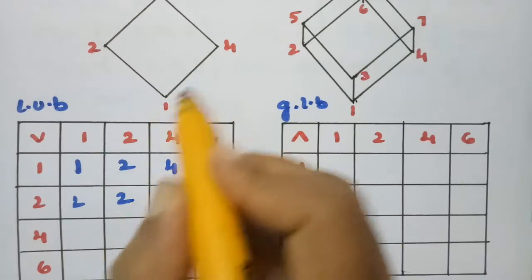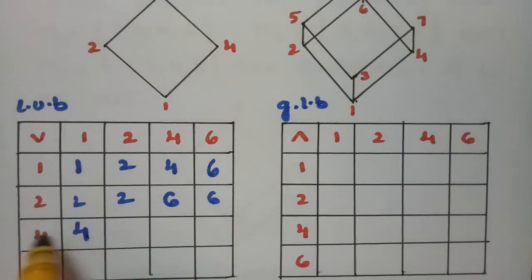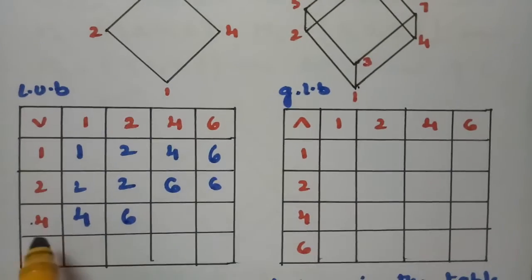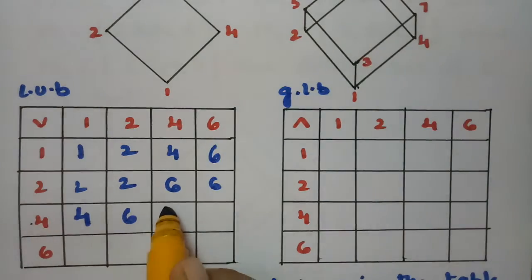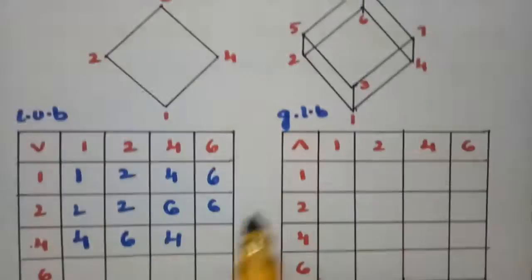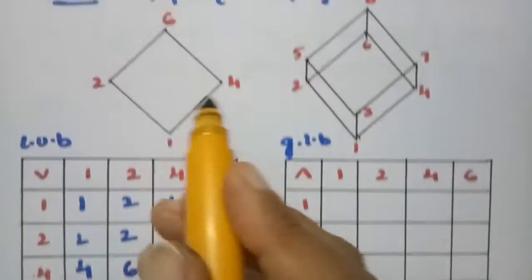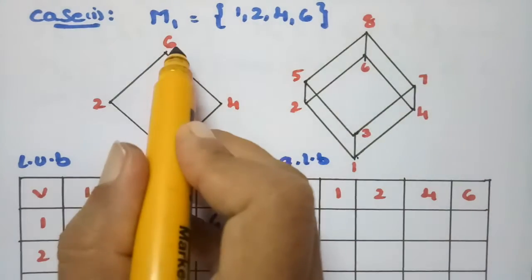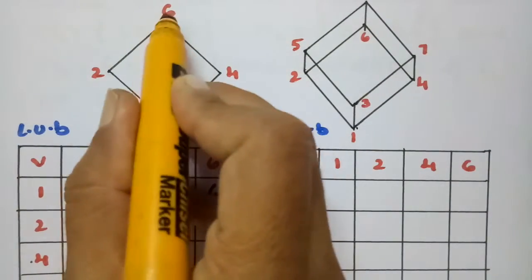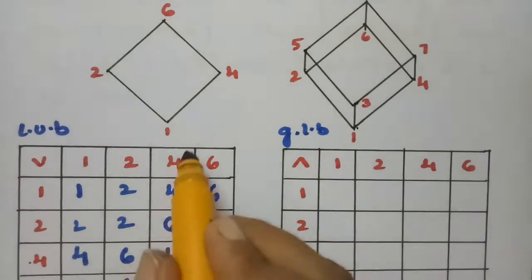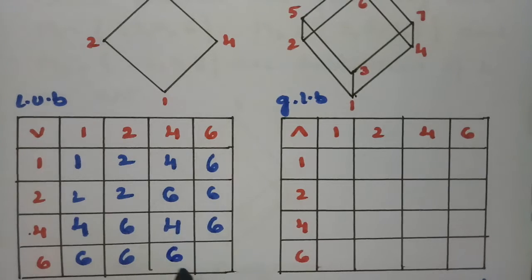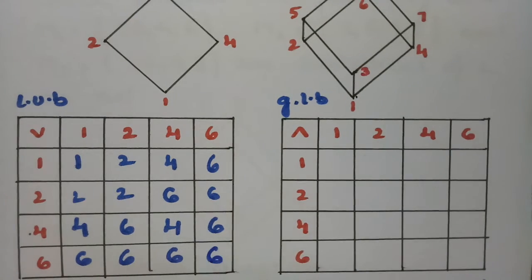For 4 and 1, 4 is the upper bound, and for 4 and 2, 6 is the upper bound. For 4 and 4, again 4 is the upper bound, and for 4 and 6, 6 is the upper bound. For 6 and 1, 6 will be the upper bound. For 6 and 2, 6 is the upper bound, and for 6 and 4, 6 is again the upper bound, and for 6 and 6, 6 is the upper bound.